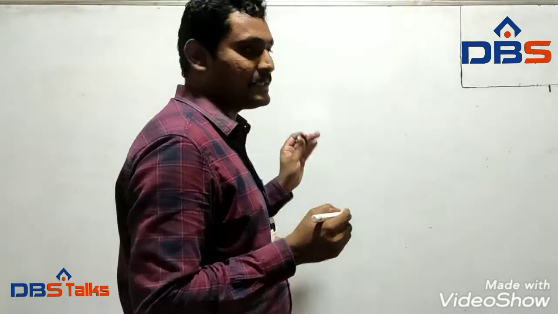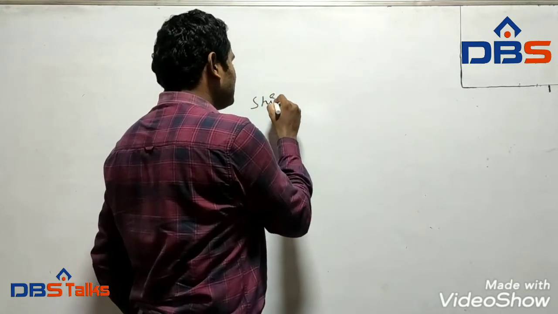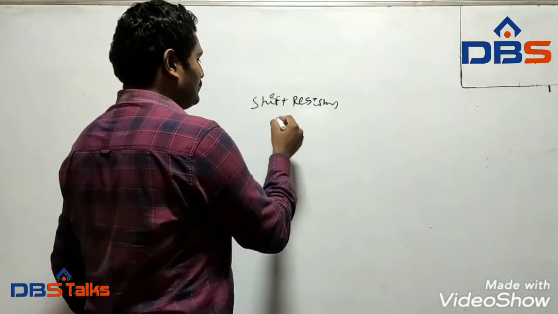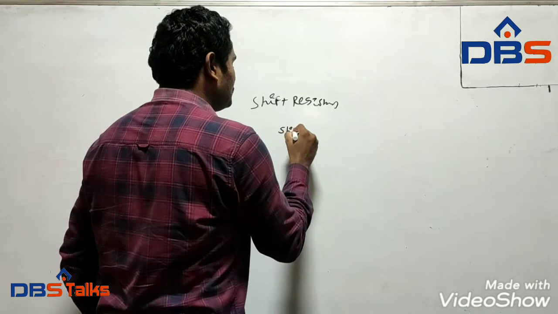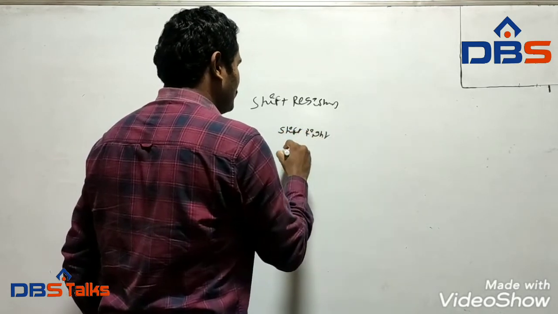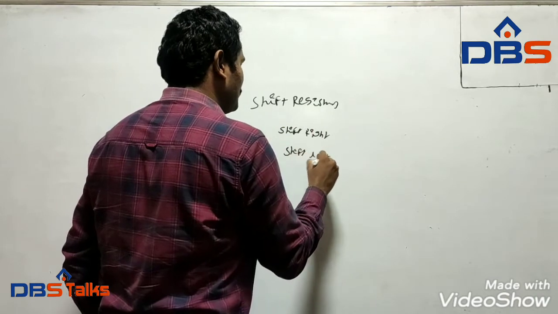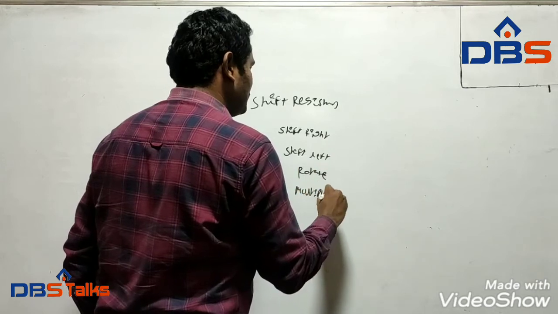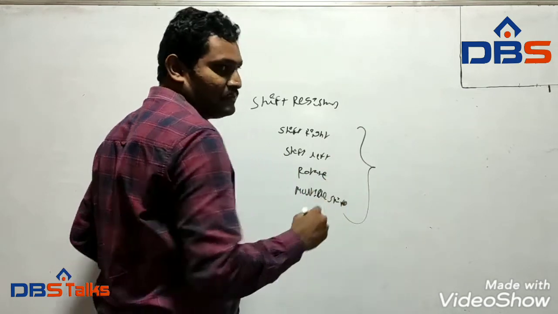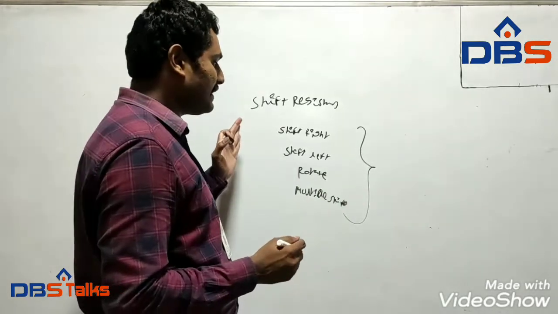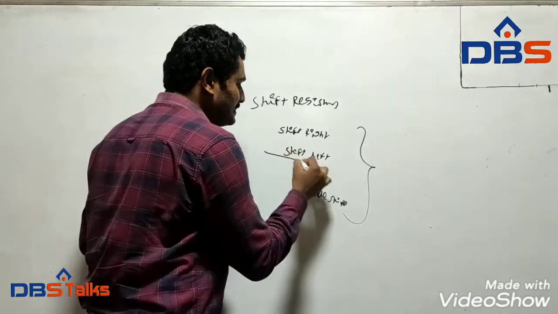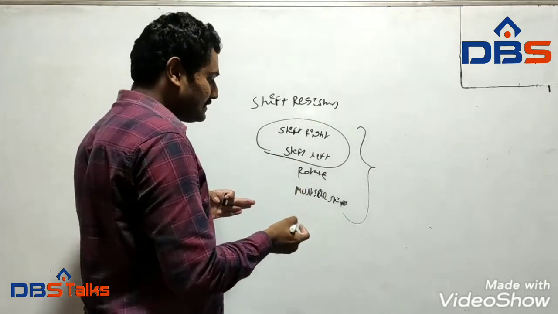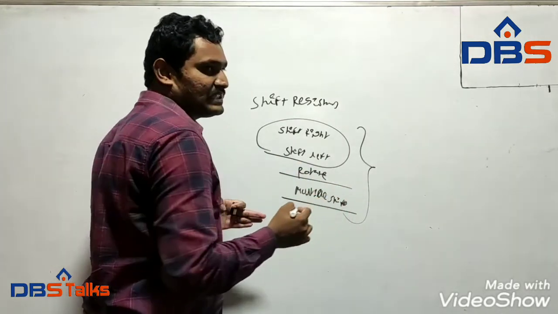In the previous session I discussed shift registers. Here we have different types of shift registers: shift right, shift left, rotate, and multiple shift. These are the different types of shift registers we have in the PLC. In the previous class I discussed shift right and shift left functions. Now in this class I am going to discuss the rotate function and multiple shift register functions.